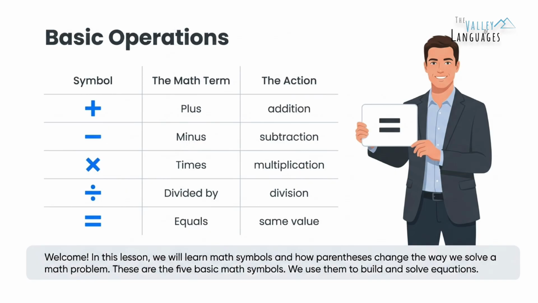5 basic math symbols. Notice how these visual symbols connect directly to the spoken English words. Let's run through them. That little cross, we say plus, and that's for addition. The horizontal line is minus for subtraction. The X is times, which is multiplication. The line with a dot above and below it is divided by, for division. And finally, those two parallel lines, they mean equals, which just tells us both sides have the exact same value.